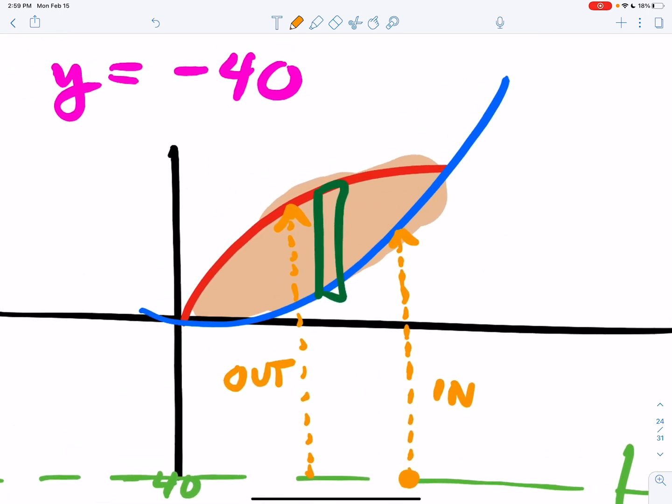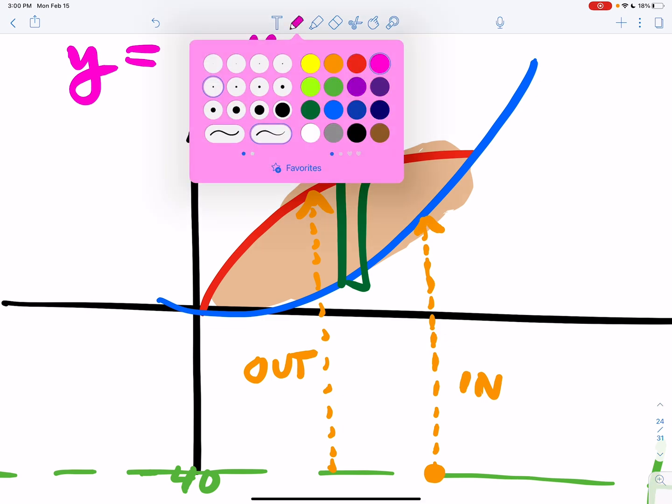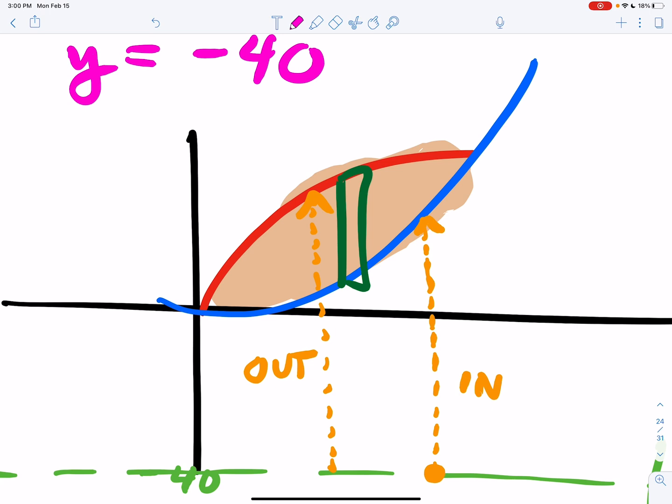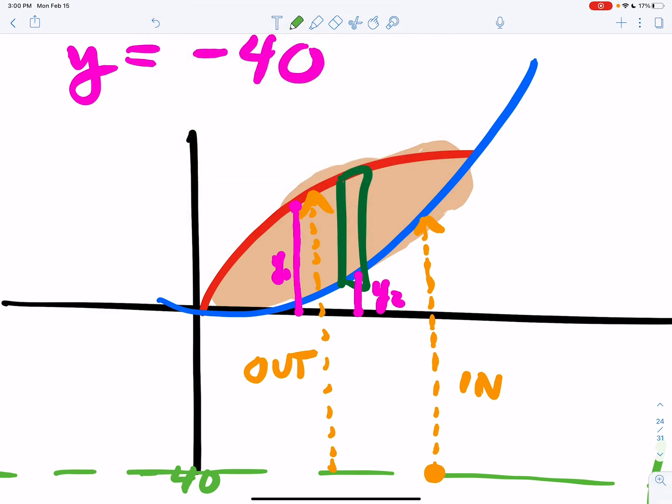Okay. For a fact, you guys know that is an airplane. We know that from the x-axis all the way up to the blue, that is your y2. We know that from the x-axis all the way up to the red, that is your y1. So how in the world are we going to get the orange dotted line lengths, right? Press play if you think you have it. Pause if you want to think about it.